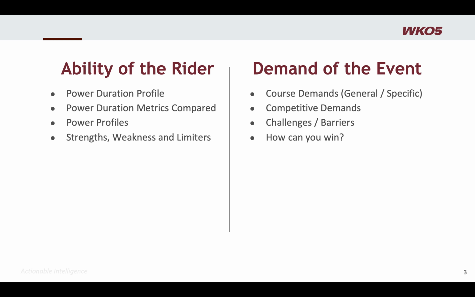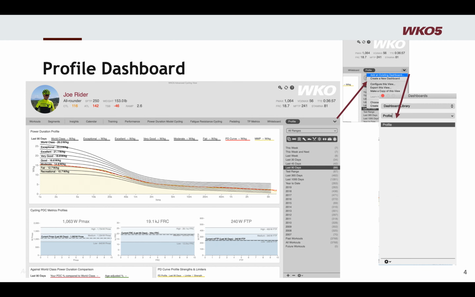So let's talk about the ability of the rider. Let's focus mainly on that for this session. We have a profile dashboard within WKO5, which will really help you. All the charts I'm about to show you are here. I would encourage you again to add your own analytics, but this is a good starting point.